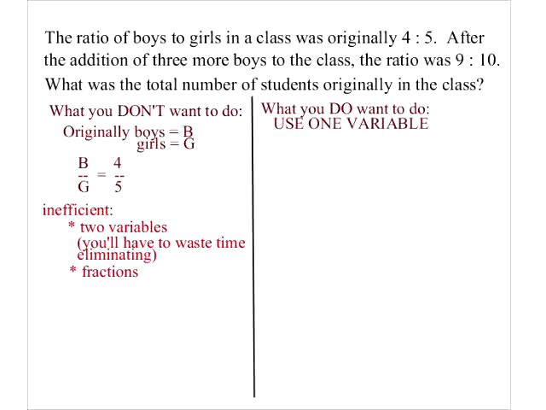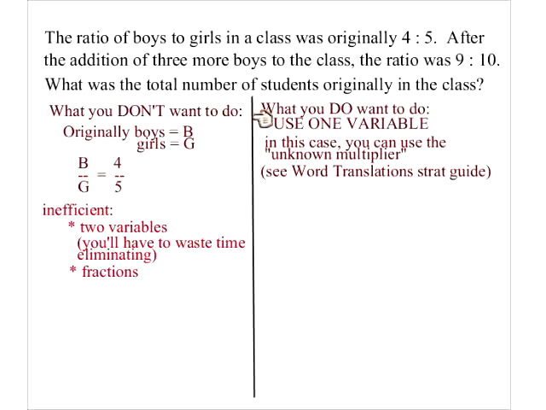Okay, so in this case, you can use one of the techniques that's used in our strategy guide. It's what we call the unknown multiplier. So if you don't know what that means, you can see the word translation strategy guide, and you'll find out all about that. But what the unknown multiplier says is when you have a ratio, you can just use a single variable if you multiply that variable by the coefficients of the ratio. So what you can do is you can say originally the boys is 4x and the girls is 5x.